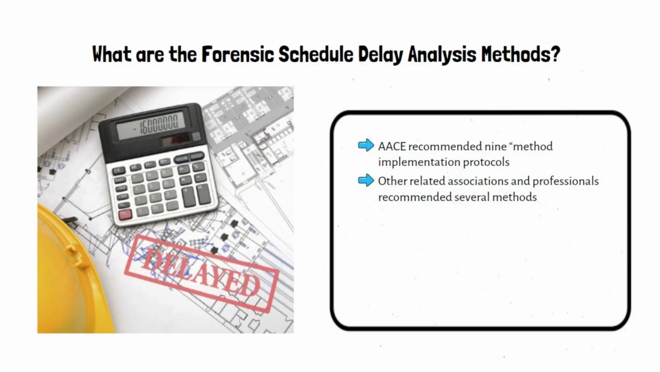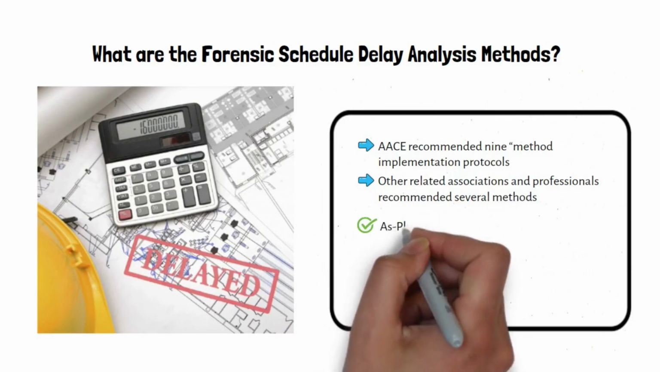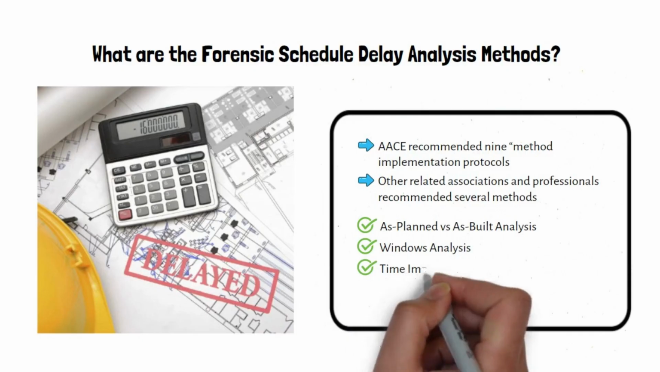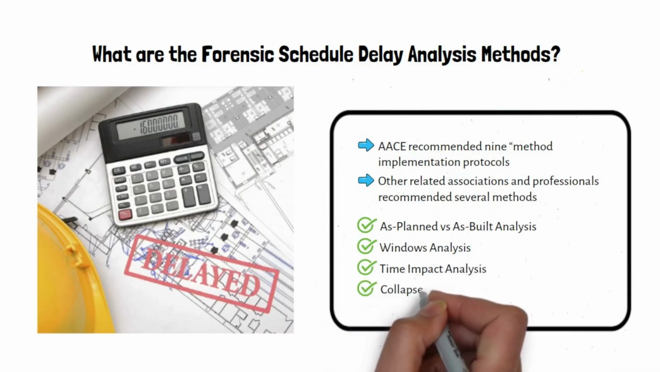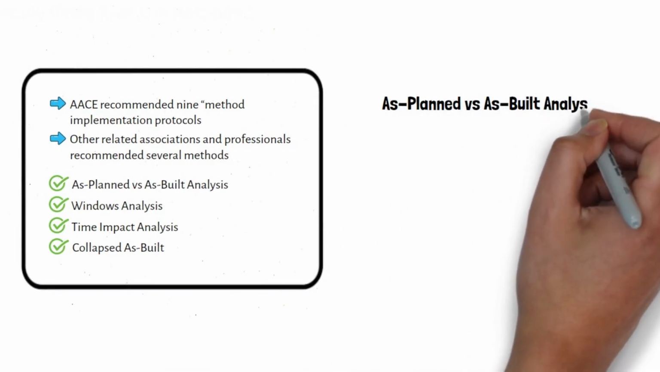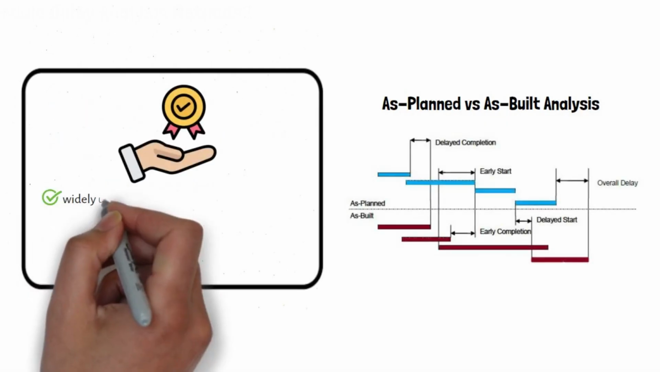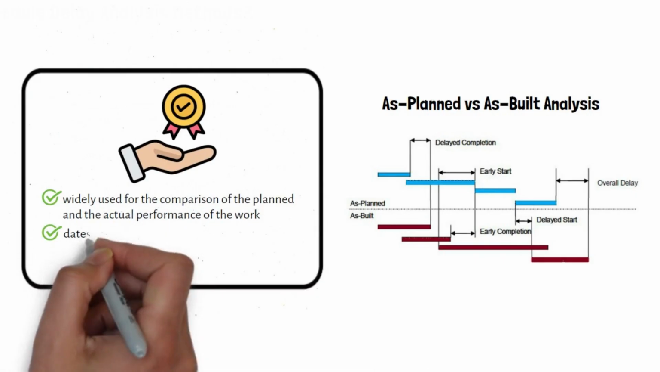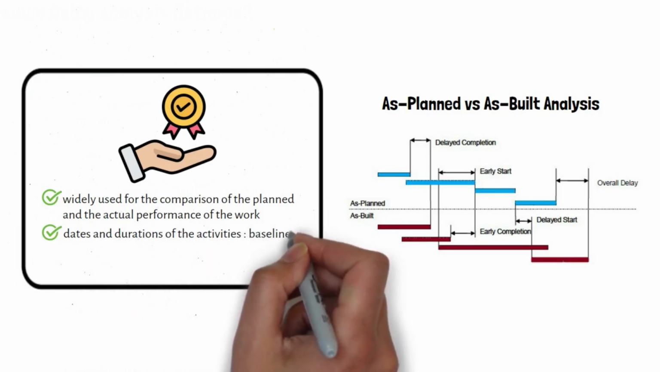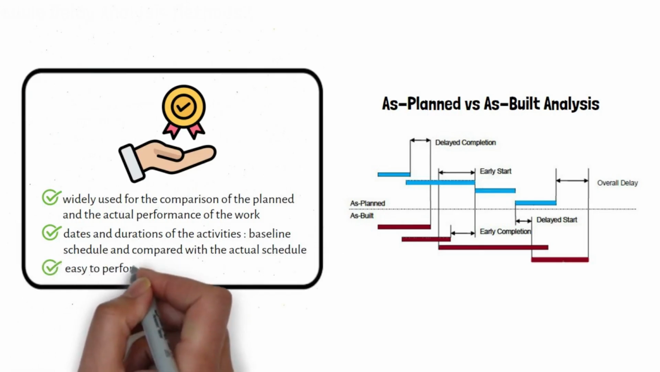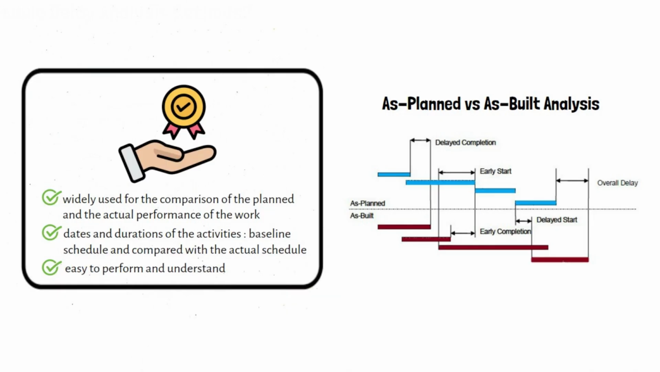There are 4 commonly used methods for forensic schedule delay analysis: as-planned versus as-built analysis, windows analysis, time impact analysis, and collapsed as-built. As-planned versus as-built analysis. As-planned versus as-built analysis is widely used for the comparison of the plan and the actual performance of the work. The dates and durations of the activities are selected from the baseline schedule and compared with the actual schedule. The main benefit of this method is that it is easy to perform and understand. Many experts use this method because of its simplicity.